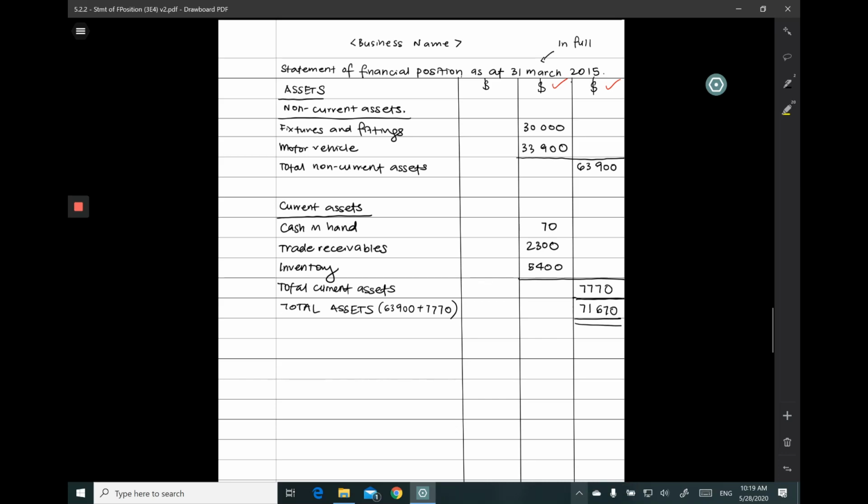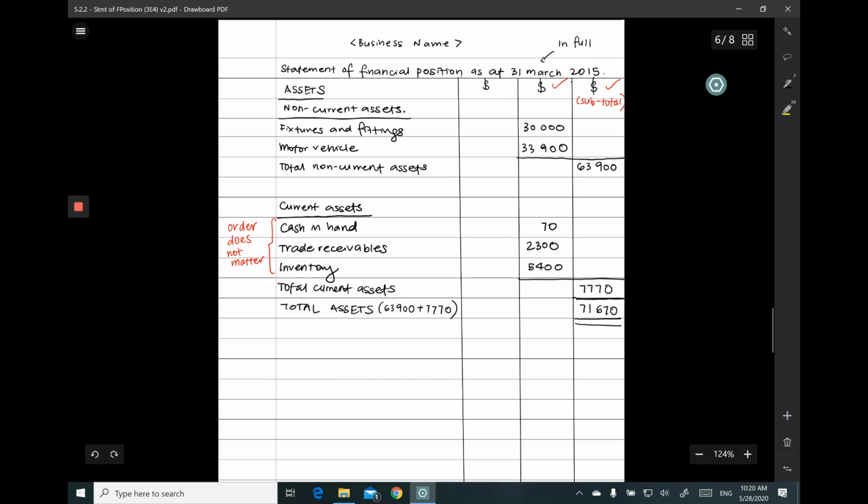Okay, then the next thing that you should notice is that for every section there should be a subtotal. The subtotal is always written on the last column. So this column is for you to write your subtotal. Next, the order of the accounts does not matter. So if you look at the current assets, this can be written down in any order because the order does not matter.